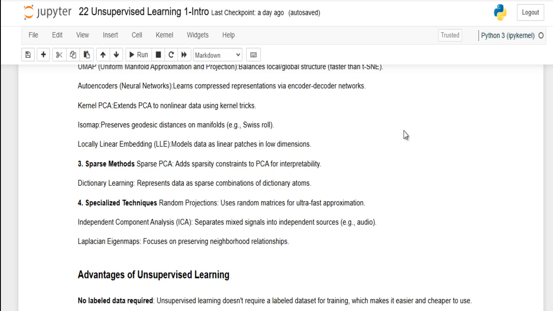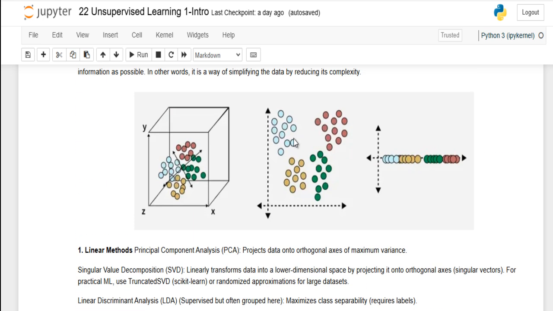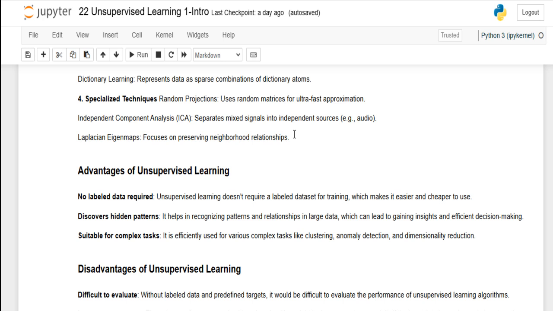E.g., for audio. We have what they call Laplacian eigenmaps, focusing on preserving neighborhood relationship. So these are the three structures we have: clustering, association, and dimensionality reduction. We also have advantages of each of them now.